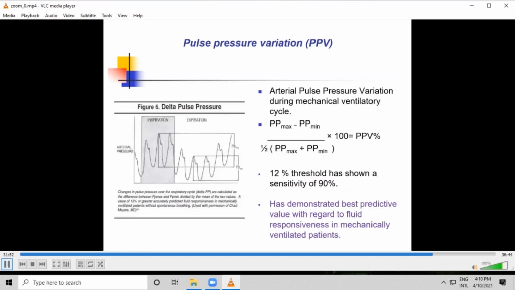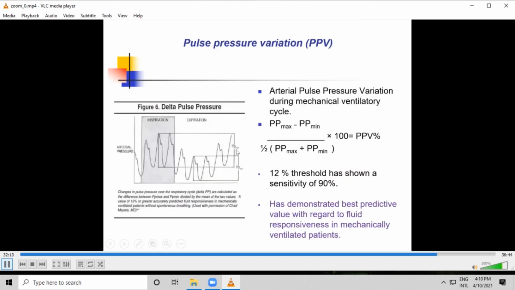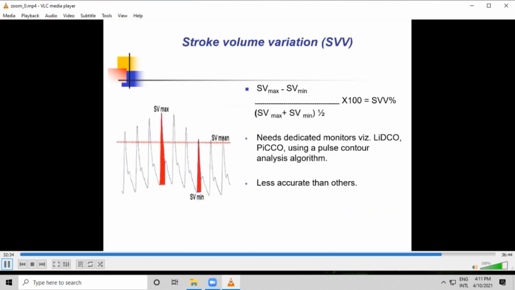PPV is the arterial pulse pressure variation during the mechanical ventilatory cycle. PP max minus PP minimum divided by the average value multiplied by 100 gives you the pulse pressure variation in percentage. This is during inspiration. Then the expiratory phase, you get PP max, this much is the PP max, and this is the PP minimum. 12% is the threshold. It has shown a sensitivity of 90%. It has demonstrated the best predictive value with regard to fluid responsiveness in mechanically ventilated patients. Just like delta down, PPV is also considered the best hemodynamic monitor.